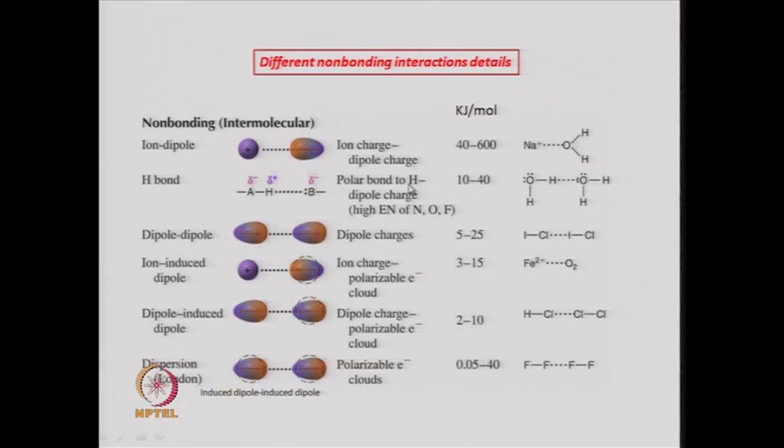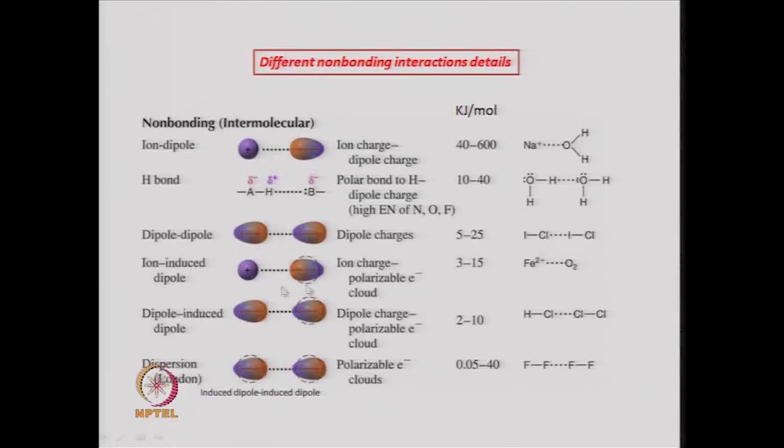So, the hydrogen bond is weaker than the ion dipole bond, and this is an example of a hydrogen bond between two water molecules. You have two water molecules, one in which the hydrogen is covalently bonded and it is close to another water molecule, which is held by the hydrogen bond due to the delta positive charge on hydrogen and the delta negative charge on oxygen, and this is much weaker than the ion dipole bond. Similarly, you can get dipole-dipole bonds of much lower strength, of 5 to 25 kilojoule per mole.